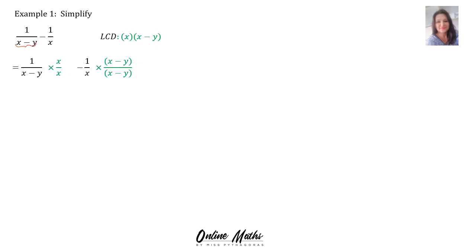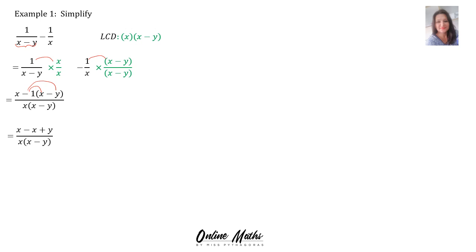Now, this is going to turn into 1 times x is x. And then you're going to have the minus 1 times the bracket x minus y, everything over the LCD, x times x minus y. And then in the next step, you're going to multiply in this negative 1. So it's going to be minus 1 times x, and minus times a minus is a plus y. So it becomes x minus x plus y.